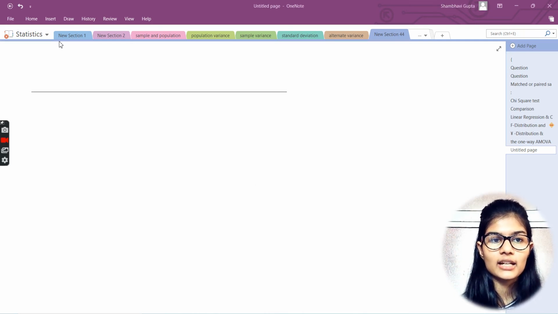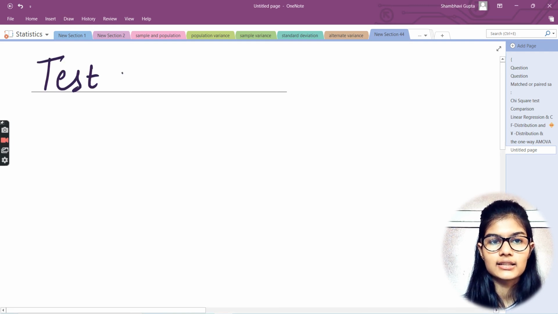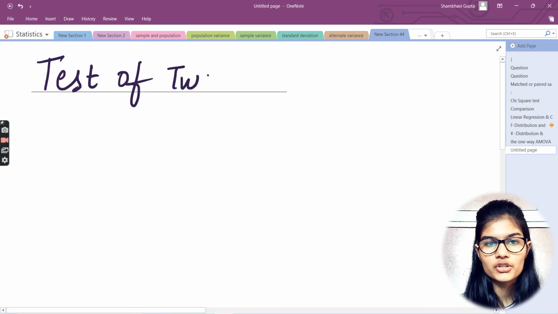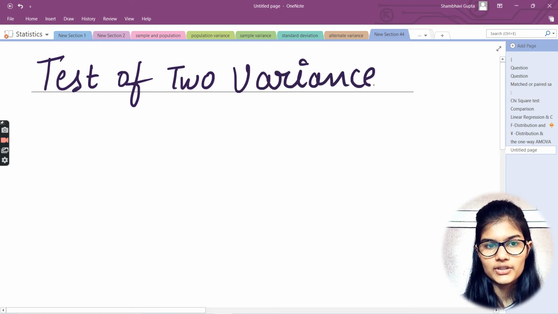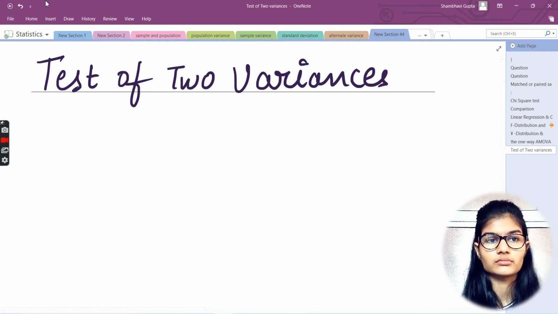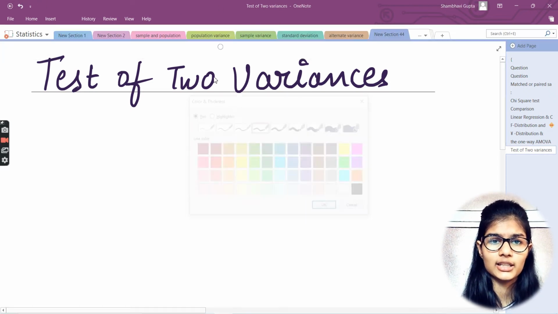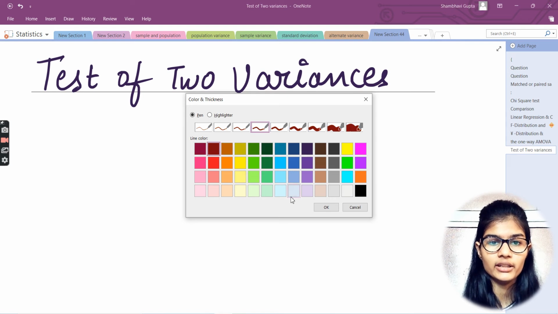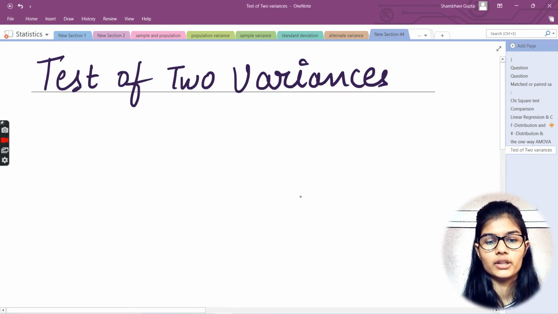So now I'll be discussing a very new topic here, and that is the test of two variances. This is the topic that we are going to discuss now. Let me quickly take out a new color, then I will explain this function, what it is, what the things are here, and how to use it throughout. Okay, here we go.